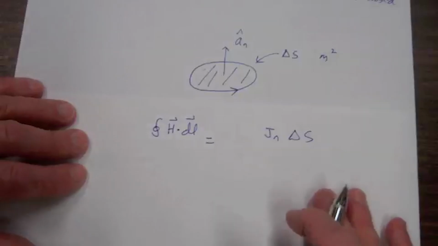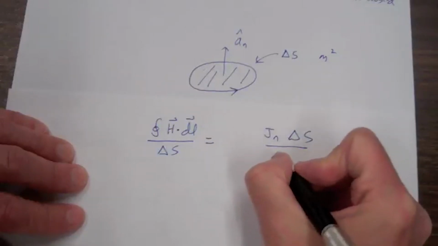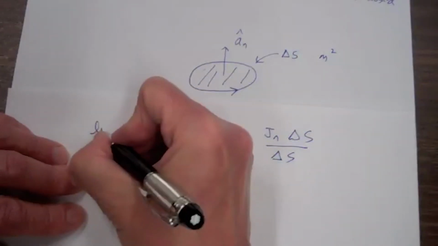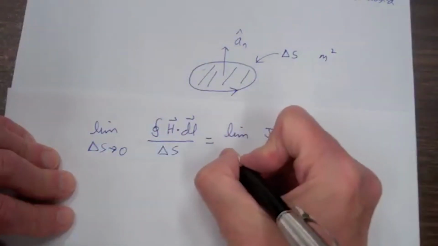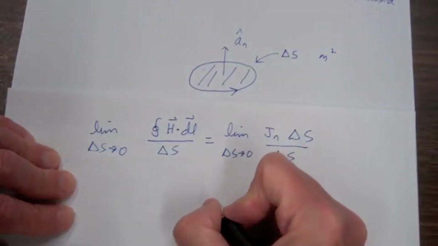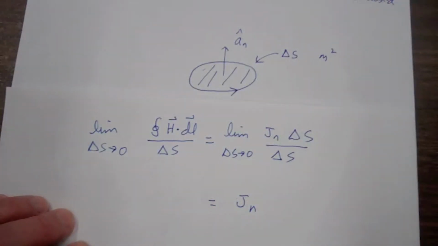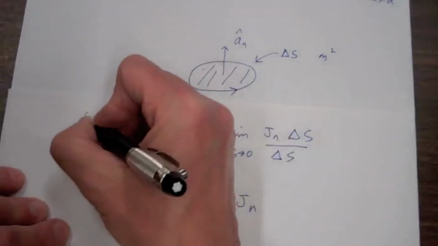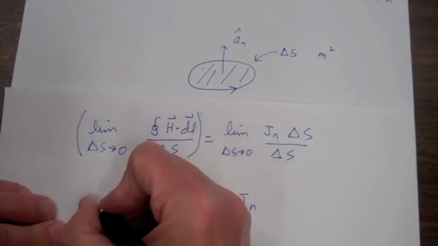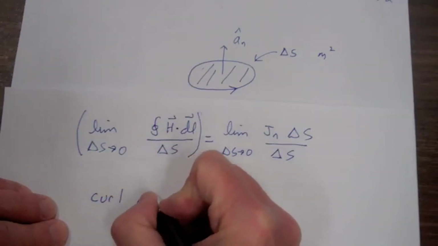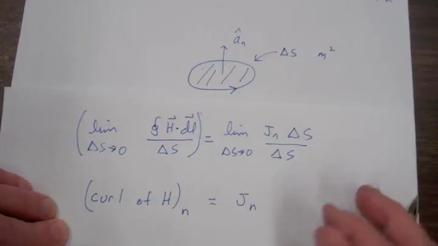Okay, so now let's divide both sides of this equation by delta S and take the limit as delta S goes to 0. So the right-hand side just becomes the current density in the direction of our unit vector A sub n. The left-hand side becomes the component of the curl of H in the direction of our unit vector A sub n.